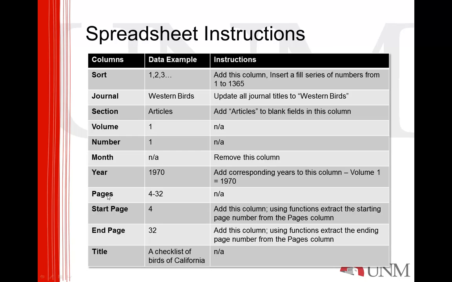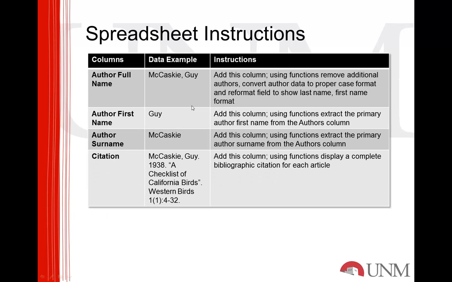You'll need a pages column, to bring the pages over just as it is in the imported data. But then you'll need to create 2 new columns, one called Start Page, which will contain just the starting page number of the article, and End Page, which will contain just the ending number of the article. Title should come over as is. You don't have to process anything there.